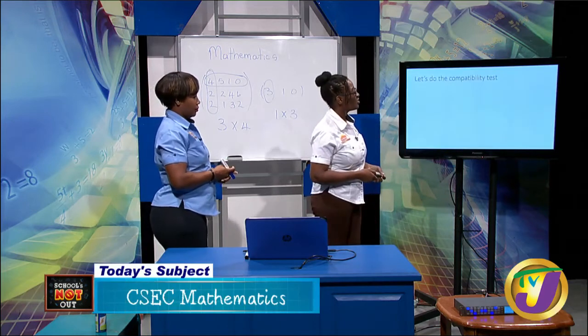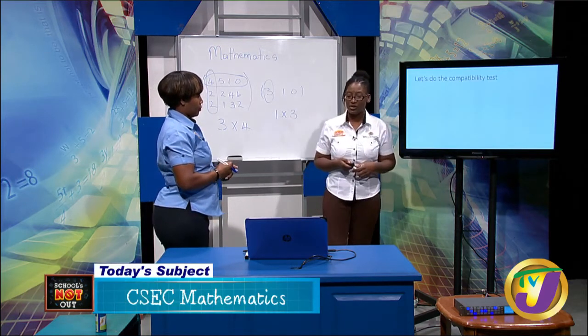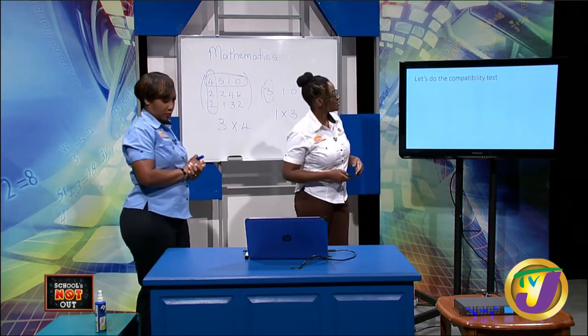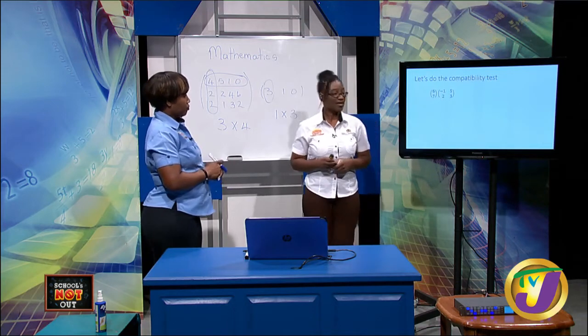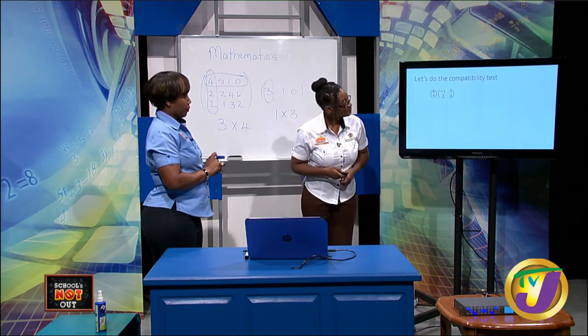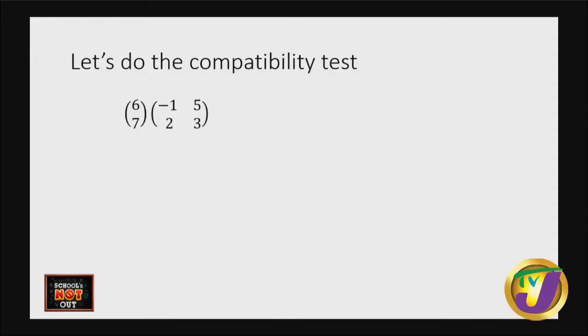All right, so we're moving on. We want to test now the compatibility. Let's see what's happening with these two matrices. We have a two by one and a two by two. You tell me, because you're the bright spark here. Can we multiply these matrices in this particular arrangement?